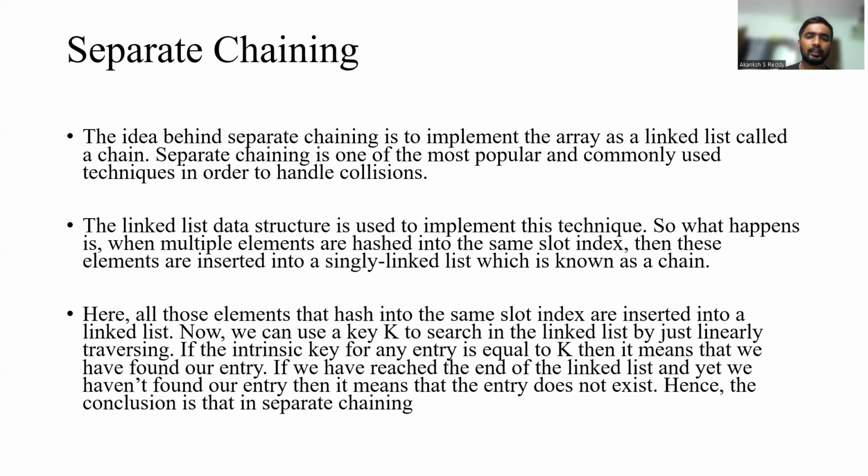Now we can use a key K to search the linked list by just linearly traversing. If we encounter an entry whose key is equal to K, then it means that we have found our entry. If we have reached the end of the linked list and yet we haven't found our entry, then it means that the entry does not exist. Hence, the conclusion is that in separate chaining, all the elements are connected to each other.